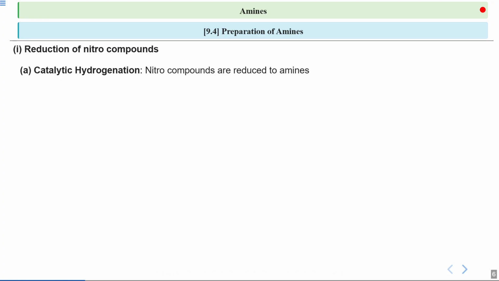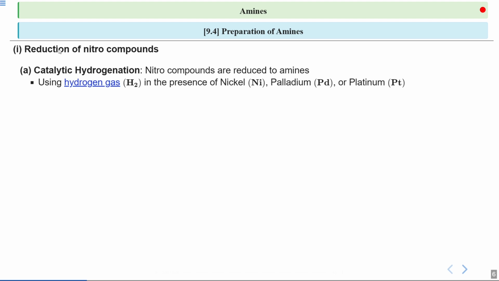What happens in this reaction? In this method, nitro compounds, okay, you can see nitro compounds, they are reduced to amines using a catalyst. So what is the work of catalyst here? It helps us speed the reaction without getting consumed. Okay.